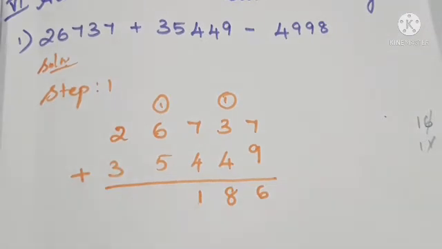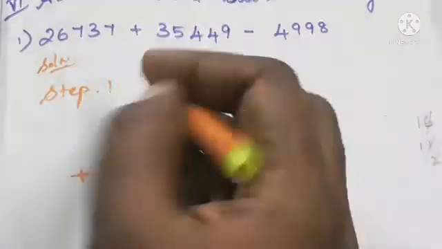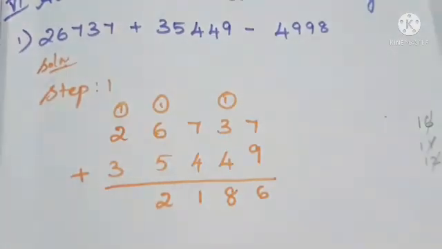7 after 8, 9, 10, 11, 12, isn't it? So we got the answer as 12. So 12 means we can write the 2 here and 1 balance we can write the next number above. Okay, so now we have to add 1 plus 2.